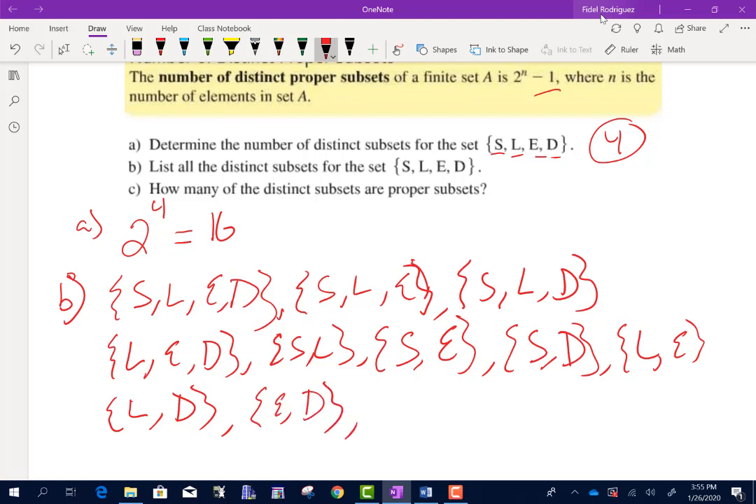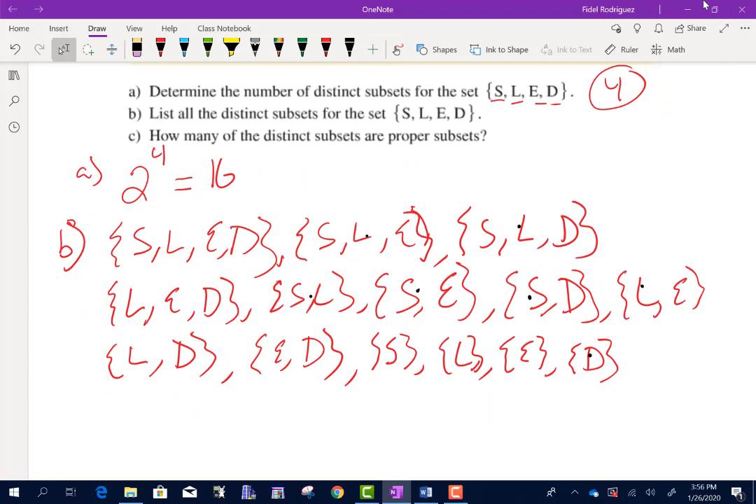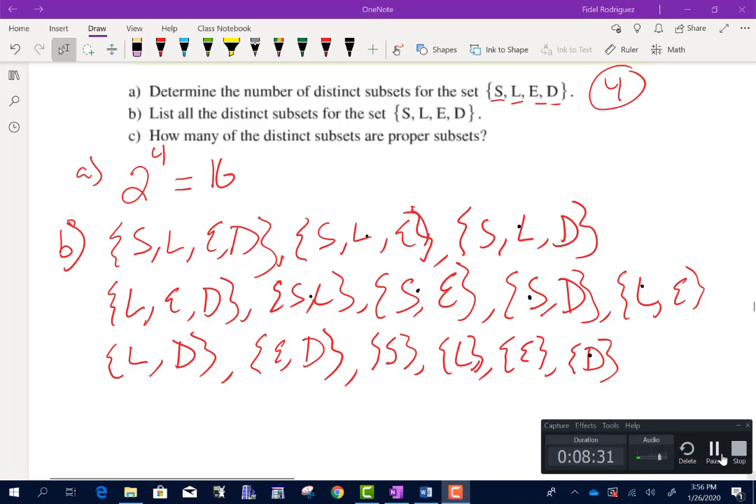Okay. Now let's do the ones that only have 1 letter. So look, S, L, E, D. I want to do a quick count just to see how many I have so far. I got 1, 2, 3, 4, 5, 6, 7, 8, 9, 10, 11, 12, 13, 14. So I'm missing 2. Okay, I might be missing 1. Give me one quick second so I can figure it out, and I'll tell you which one it is.